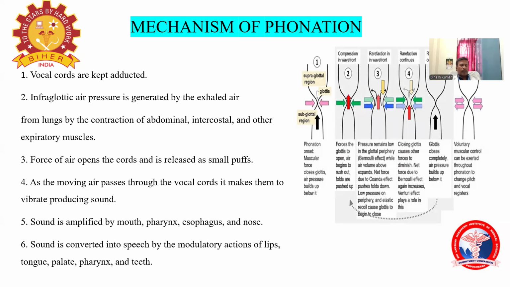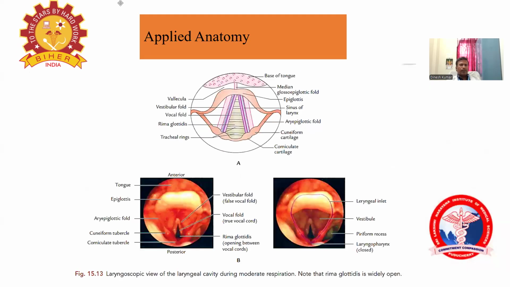The sound is amplified by the mouth, pharynx, esophagus, and the nose. The sound is converted into speech by the modulatory action of the lips, tongue, palate, pharynx, and the teeth.